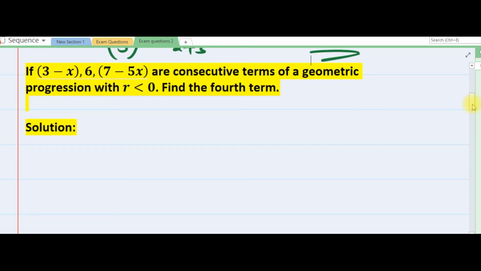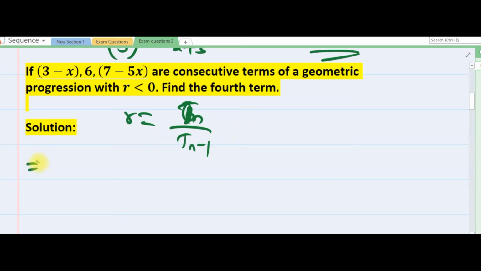So the second question: if 3 minus x, 6, 7 minus 5x are consecutive terms of a geometric progression with r, the common ratio, less than 0, we have to find the fourth term. We know that for any geometric sequence the common ratio is always term n over term n minus 1. So that's our formula for that.